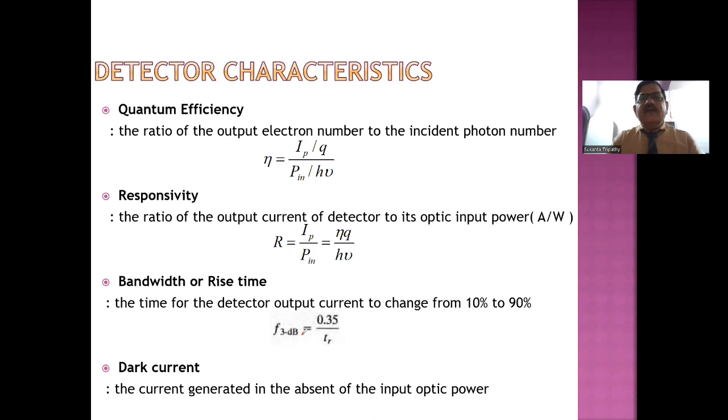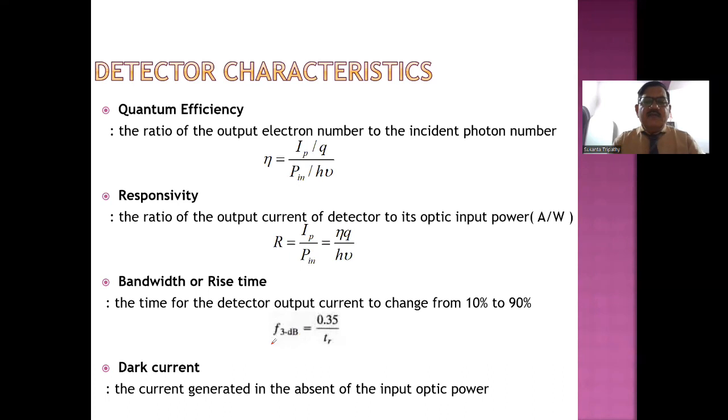And therefore, the incident is, you can say, in terms of photon number, and the output is in terms of this electron number. So therefore, if you want to find the efficiency, then it should be a ratio between this output and the input. And therefore, the output here is the electron number, and the input is the incident photon number. So the ratio will give the quantum efficiency.